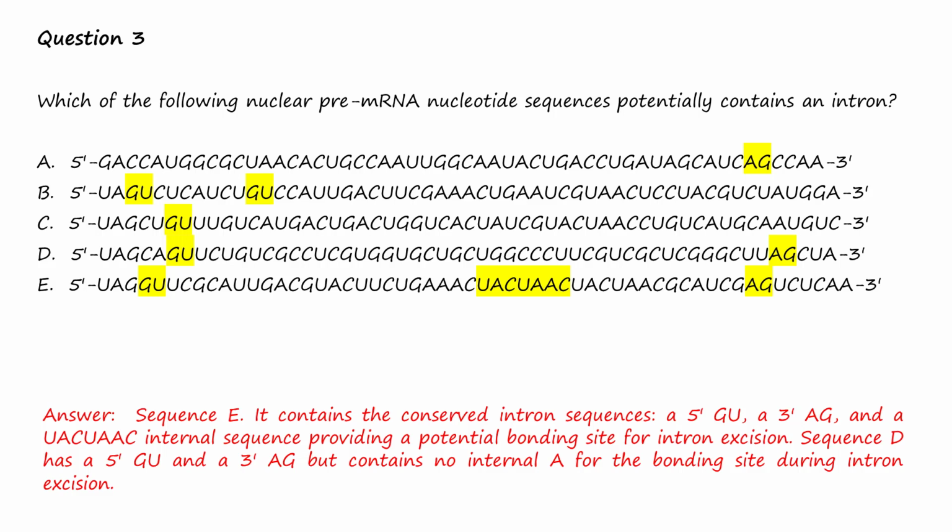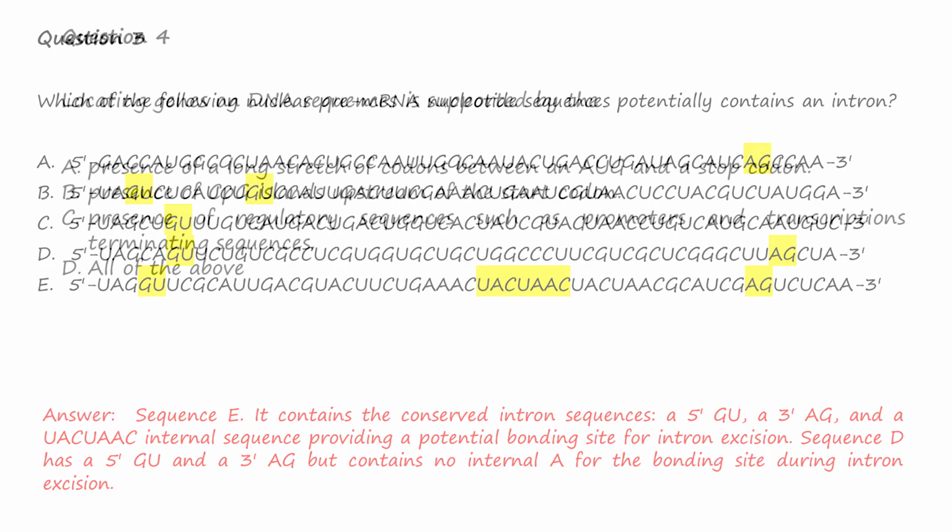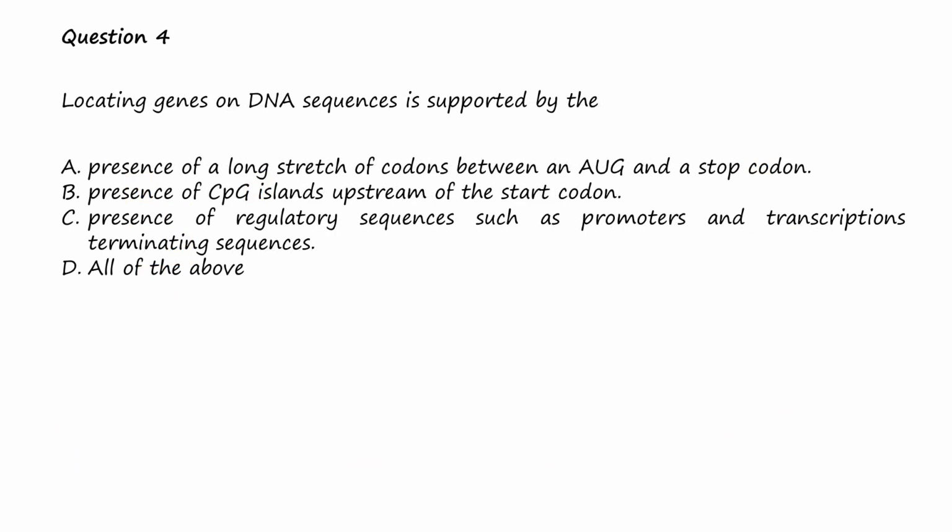Sequence D has a 5' GU and a 3' AG, but contains no internal A for the bonding site during intron excision. Question 4. Locating genes on DNA sequences may include looking for the A. Presence of a long stretch of codons between an AUG and a stop codon. B. Presence of CpG islands upstream of the start codon. C. Presence of regulatory sequences such as promoters upstream of the start codon and transcription terminating sequences downstream of the stop codon. D. All of the above.